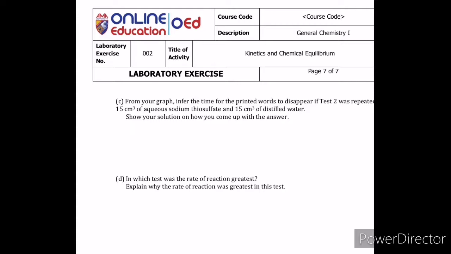Letter D. In which test was the rate of reaction greatest? Test 1 has the greatest rate of reaction because as we increase the volume of aqueous sodium thiosulfate, the time for the printed words to disappear decreases. Therefore, the greater the volume of aqueous sodium thiosulfate, the faster the reaction.